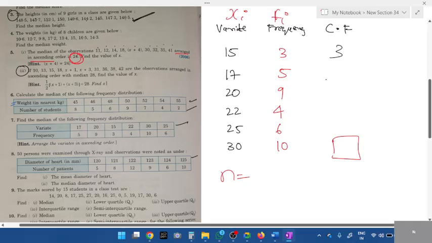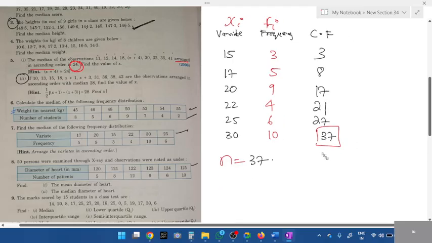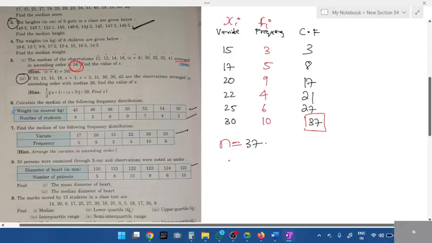Tell me the values, Mariana, Naomi. What are the values? Next, 17, 37. Which one is the n value? The last value is n. No, no, n is 37. Next concept. Correct, Naomi. Why n plus 1? What's the next thing you have to tell me? If n is odd, correct. n is odd. What is the median?